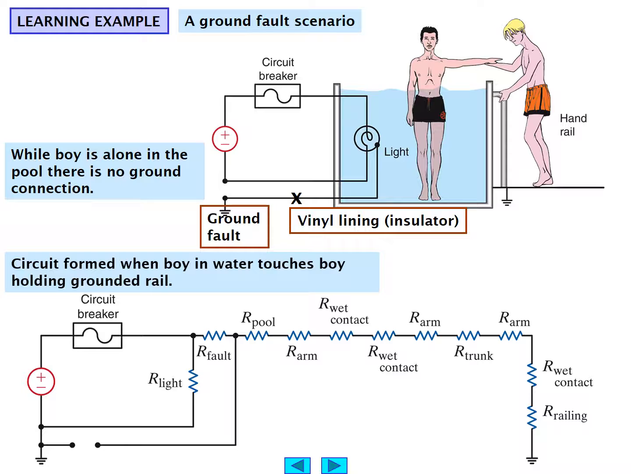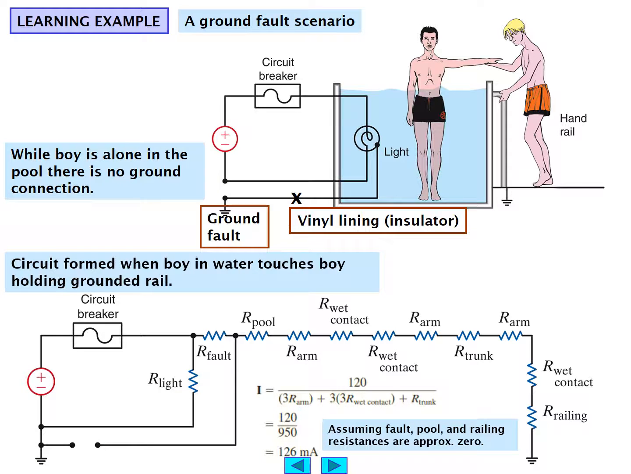When the boy in the water touches the boy holding the grounded rail, we do have a path now, and we have a path for current to flow as a result, which can cause the particular problem in this condition. Assuming a fault, the pool and the railing resistances are approximately 0, and we end up with a current of about 126 milliamperes.